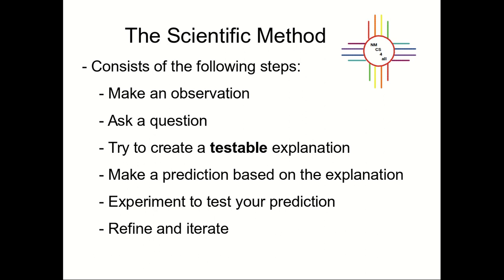This is followed by an experiment to test that prediction. Once that is done, we refine and iterate. It is possible that the explanation is not supported by the experiment, or that it only explains part of it. We'll have to keep asking questions and testing.